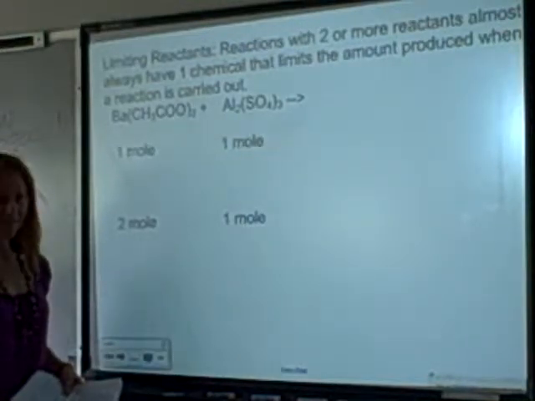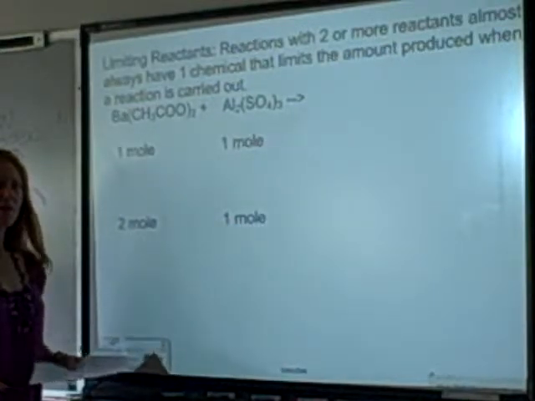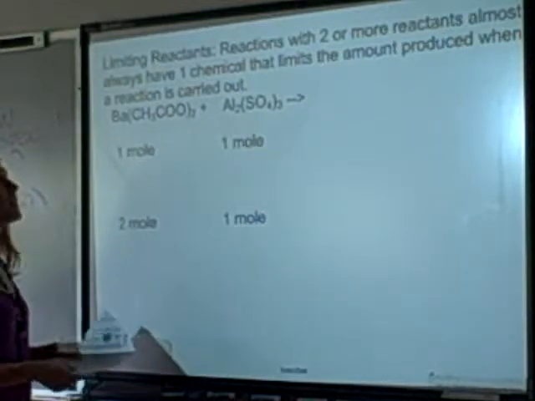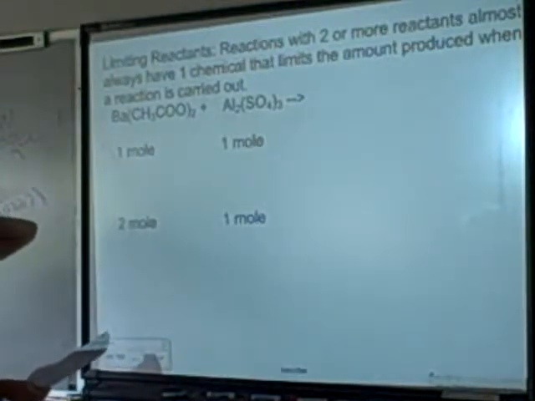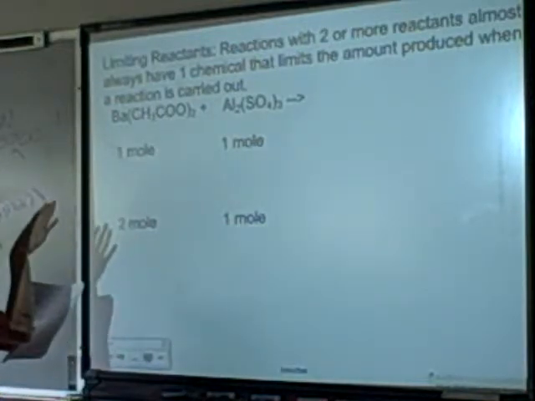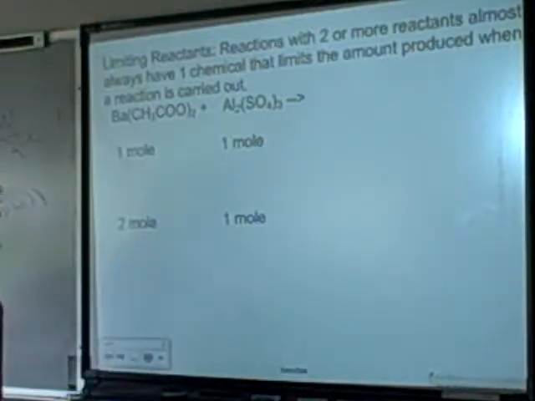Like making bologna sandwiches. A bologna sandwich, if I'm making it with just bread and bologna, if I run out of bread, I can no longer make bologna sandwiches. I just have bologna. So what you do is you just want to see which one's going to run out first. Sometimes they're really easy, like this setup. You're going to need a balanced equation, so I'll do that first.